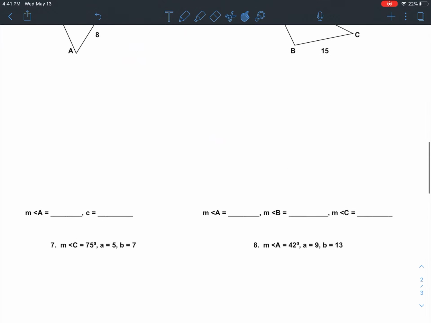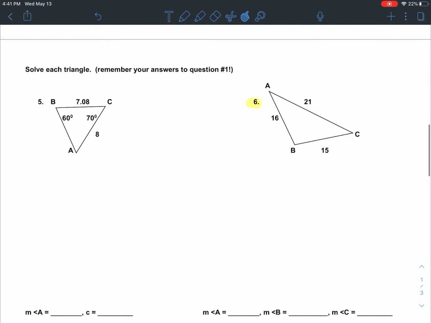Okay, there's one other one that I want to look at with you. It's number 6 on the back. You can see that on number 6, it's not really telling you when you have to use the law of sines or the law of cosines. I don't know if you guys have picked up on that. You always want to err on the side of law of sines if you can, because it's easier. So look for those strong ratios where you know an angle and you know the side opposite that angle.